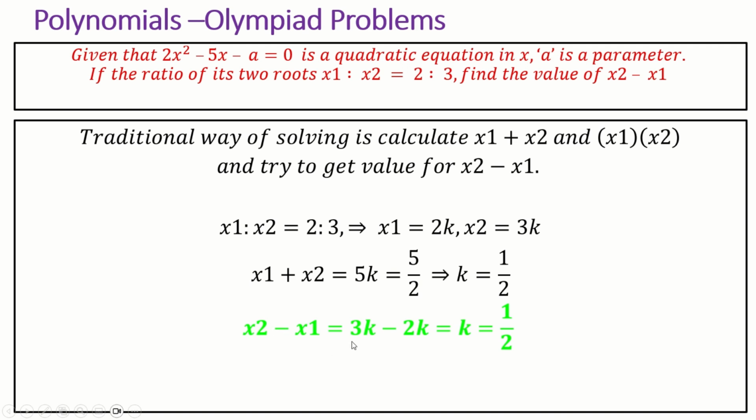Now, x2 minus x1 equal to 3k minus 2k, which is nothing but k. So we already know the value of k, that is half. So this is the answer. So this is an easy way to solve this problem rather than finding from x1 plus x2 and x1 x2. Next.